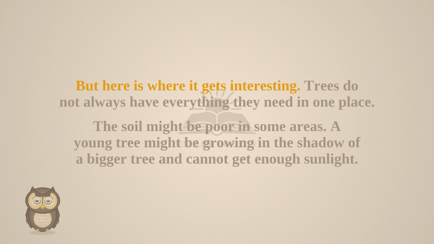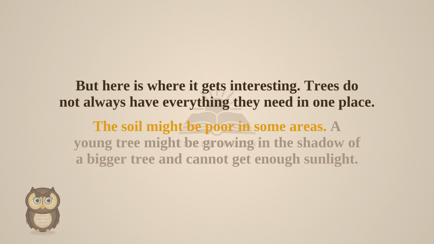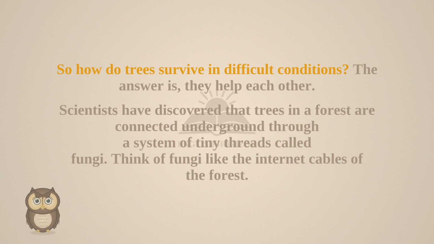But here is where it gets interesting. Trees do not always have everything they need in one place. The soil might be poor in some areas. A young tree might be growing in the shadow of a bigger tree and cannot get enough sunlight. So how do trees survive in difficult conditions? The answer is, they help each other.